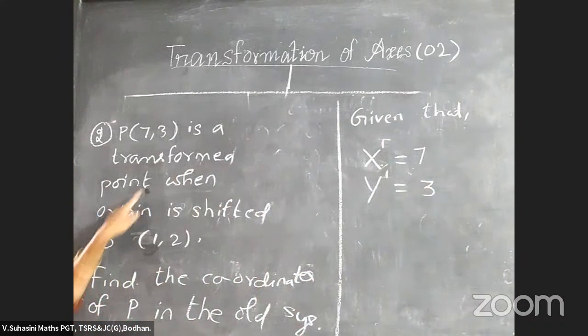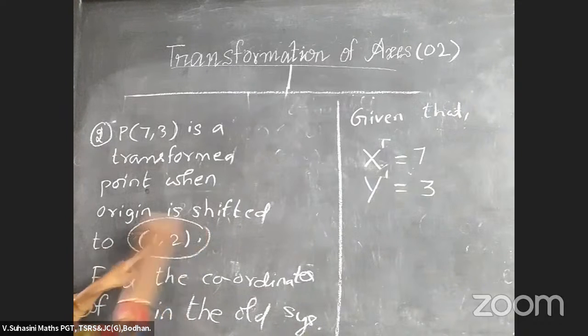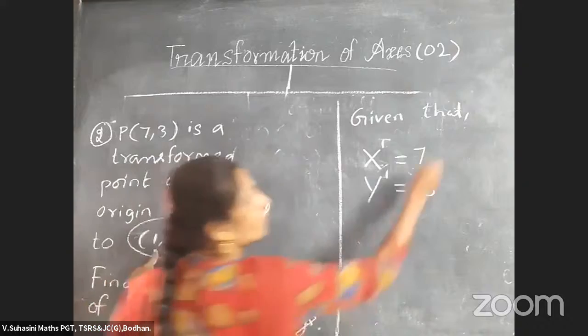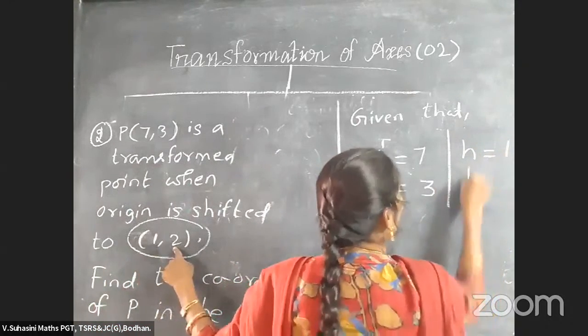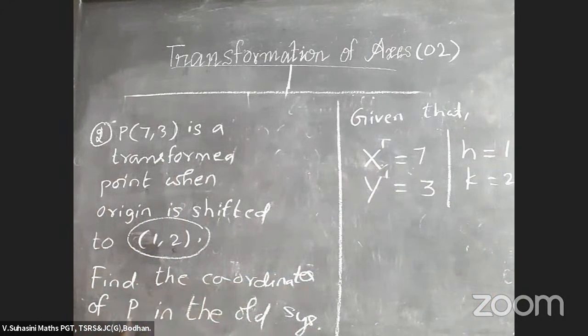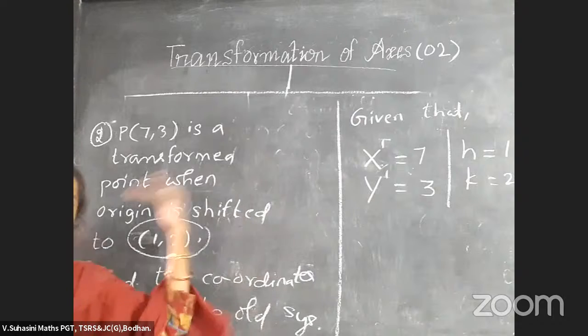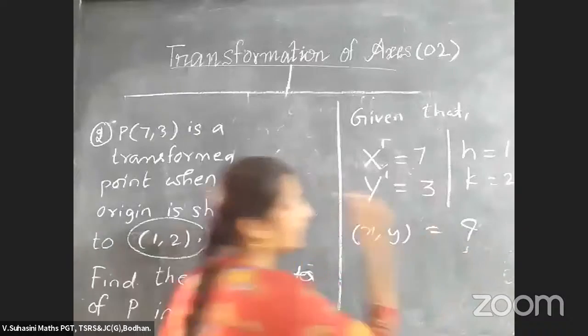Is this clear? When the origin is shifted to 1, 2, 1, 2 is the shifted origin. Its x coordinate is fixed and its y coordinate is fixed. And we need to find the coordinates of P in the old system. The old system is small x, y. So we have to find small x, y.